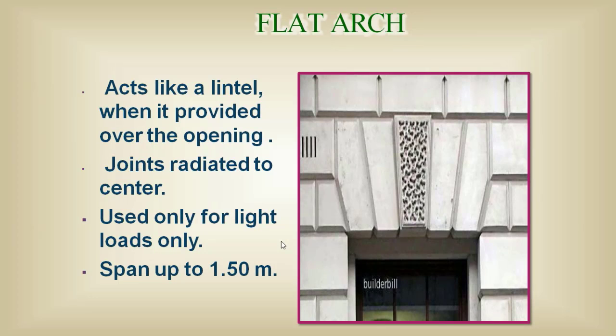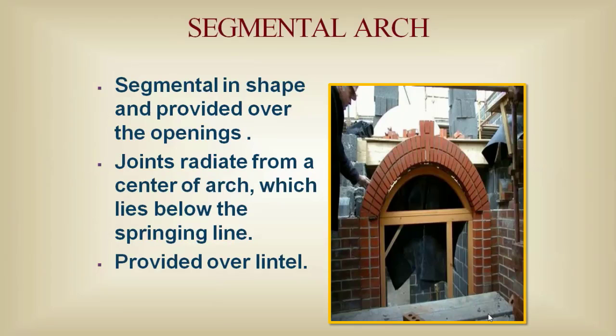So the very first is the flat arch. These arches are apparently flat. However, the intrados is given a slight rise or camber of about 10 to 15 mm per meter length to allow for small settlement. Extrados is flat. The angle made by the skew is 60 degrees. Such arches are suitable only for light loads and spans up to 1.5 meters, as you can see in the figure.